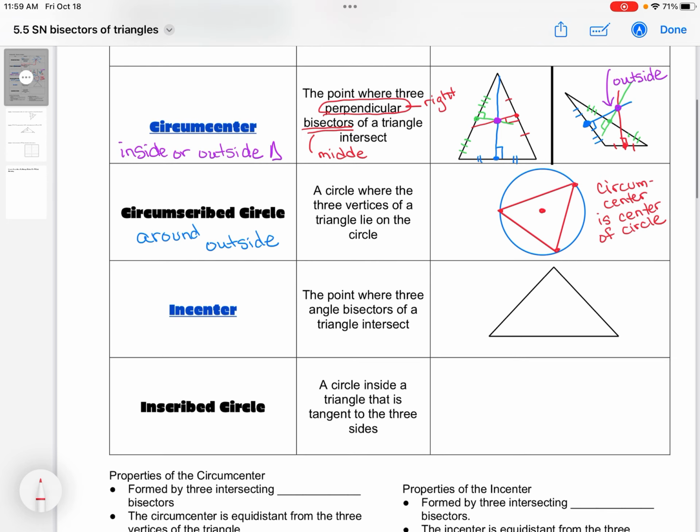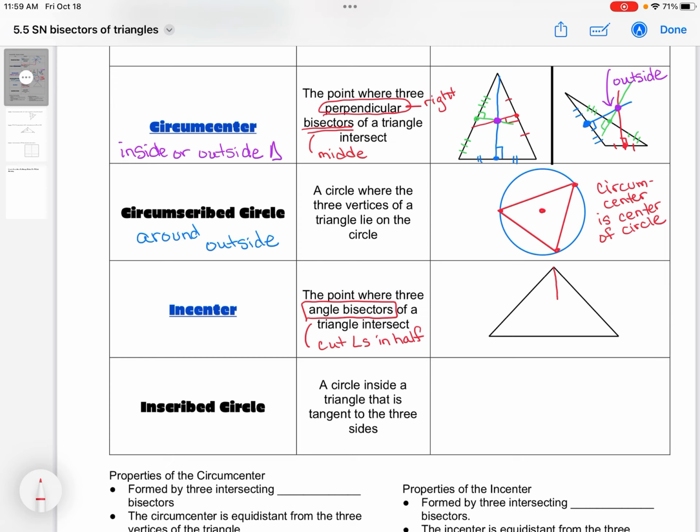Okay, incenter is also a point of concurrency. It's where three different lines in the middle of the triangle meet, but these lines are going to be angle bisectors. So that means they're going to cut the angles in half. And then you're going to draw those lines out from the angles, and wherever they meet is going to be the incenter.